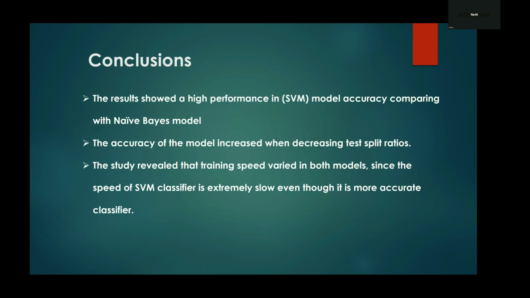Let's go to the conclusions. You see here that the support vector machine model has higher accuracy compared with the naive Bayes model, as we just saw. The accuracy of the model increased when decreasing the test split ratio. And the study revealed as well that training speed varied between the two models, and the support vector machine classifier is extremely slow, even though it's the more accurate classifier. So that's what we have to consider.